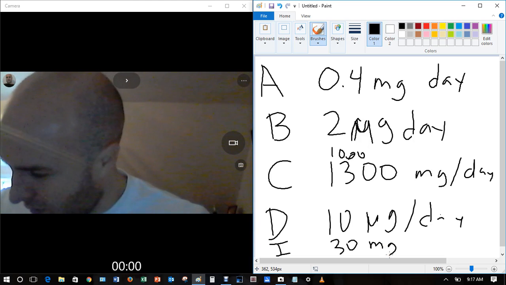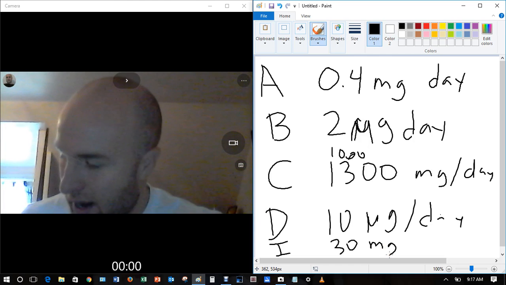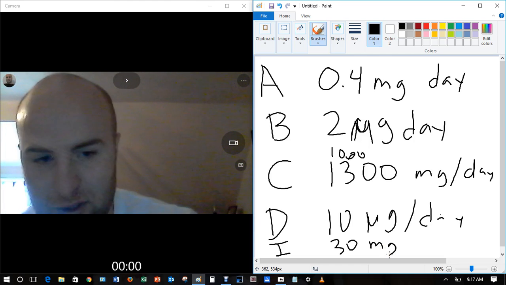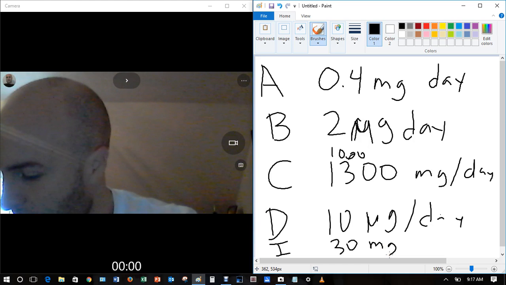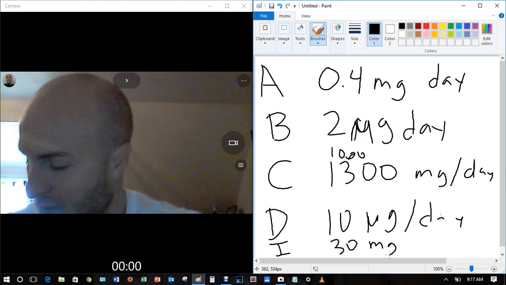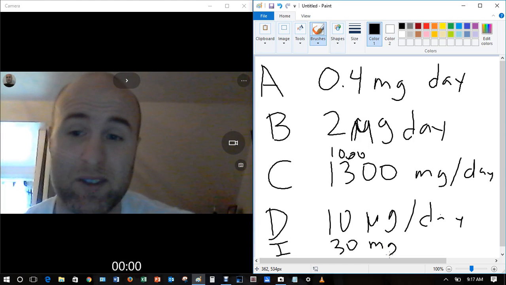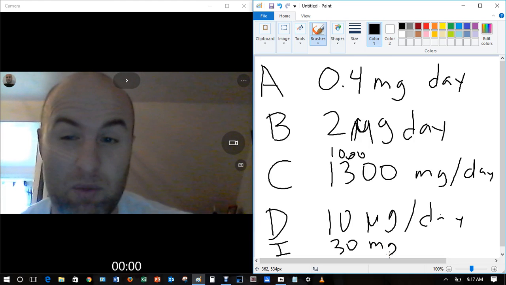Or 150 milligrams of iron sulfate. So it's either 30 milligrams of elemental iron or 150 milligrams of iron sulfate. So you need more if it's iron sulfate, probably because there's sulfate mixed in with the iron, and that's going to make it more milligrams.